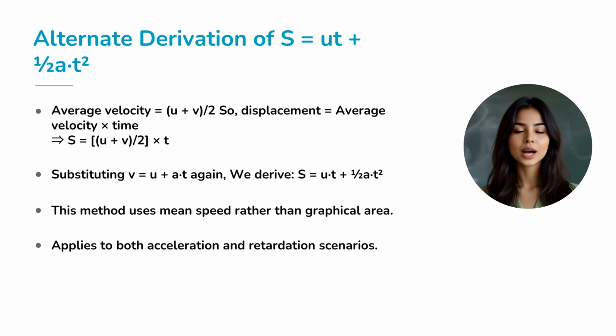There's another way to arrive at the same second equation using average velocity. Average velocity is just the mean of the starting and ending velocities. So, average velocity equals (u plus v) divided by 2. Then displacement s equals average velocity into time. Substitute for v again as u plus at. Simplify and we land again on s equals ut plus half at squared. This method is especially helpful when working with word problems or real-life examples like trains picking up speed gradually.